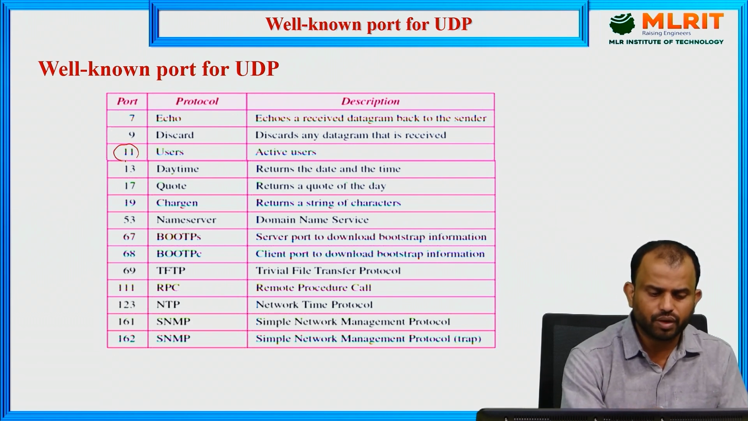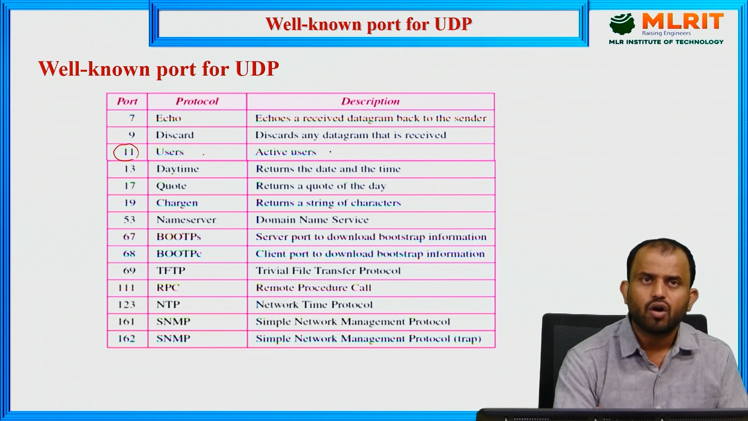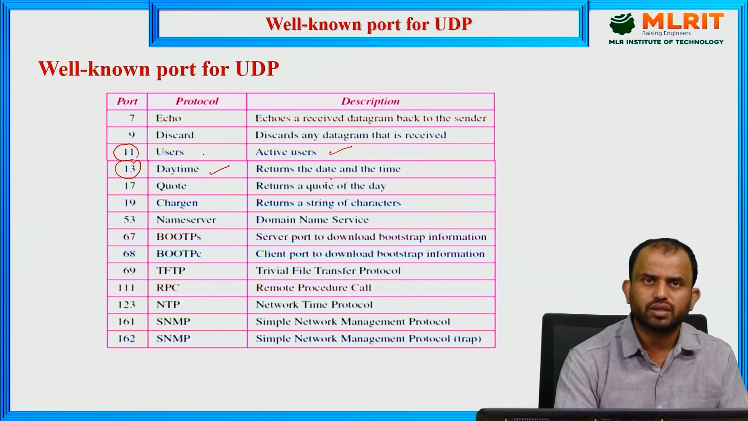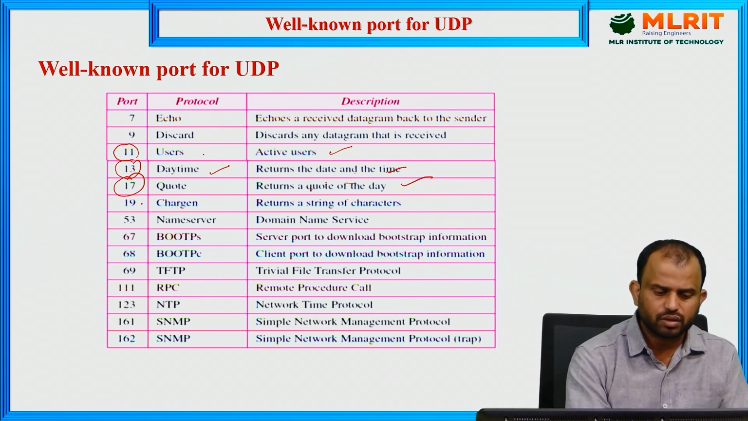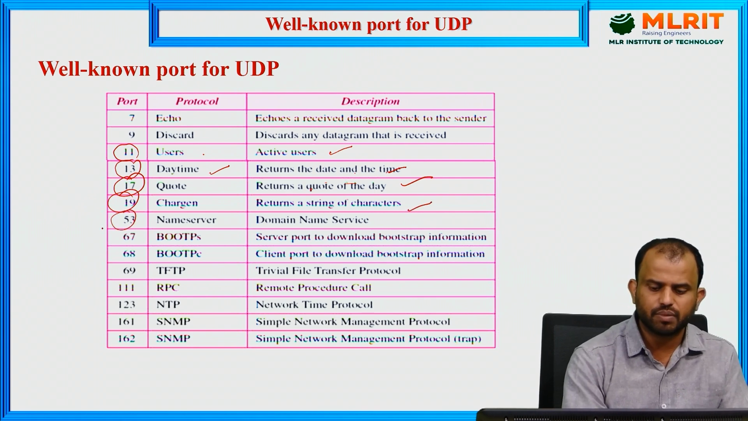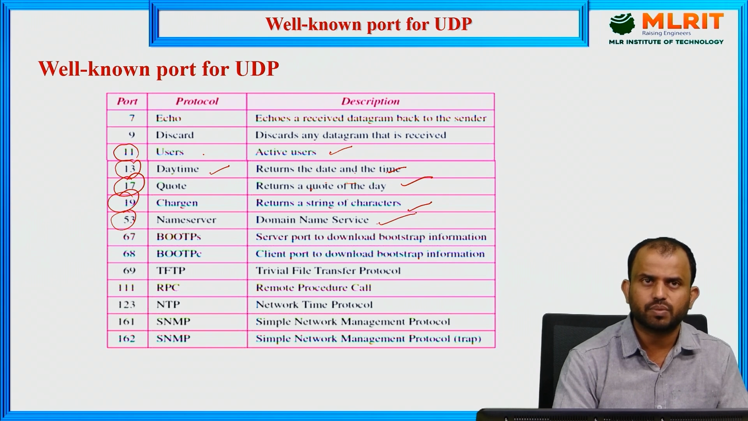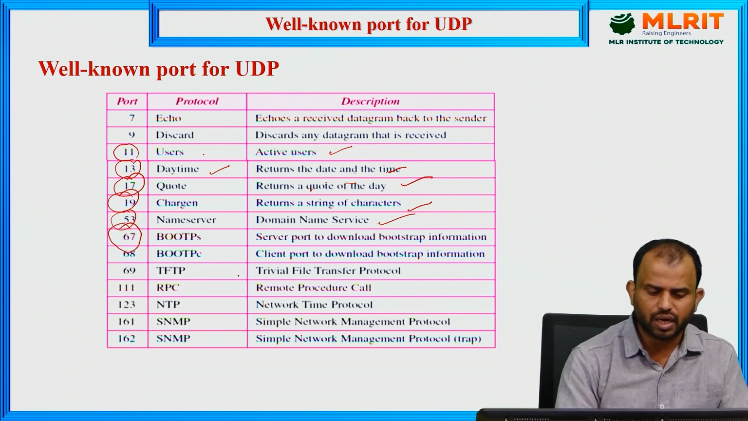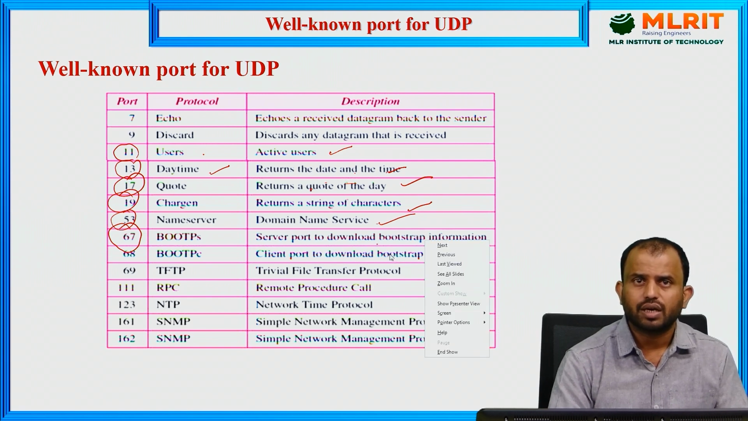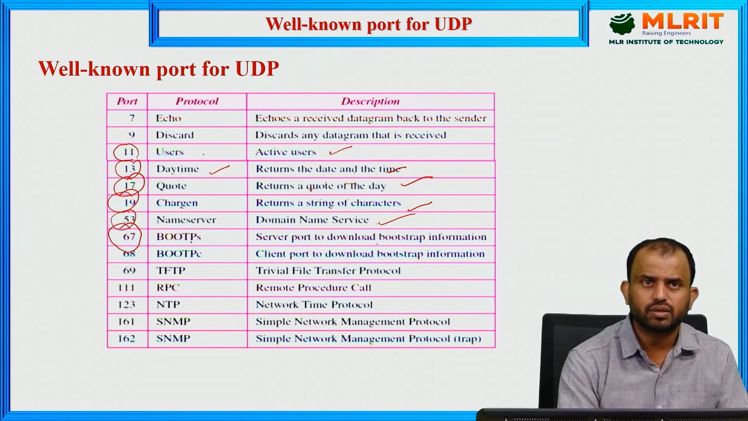Port number 11 we call users, which tells how many active users there are. Port number 13 we call daytime, which means it returns the date and time. And 17 we call quote, which means it returns the quote of the day. And chargen, which returns a string of characters. And this is the name server, the domain name service, DNS mechanism. And we have bootps and bootpc, because one is the server port to download the bootstrap information, and the client port to download the bootstrap information. One is bootps, similarly bootpc.